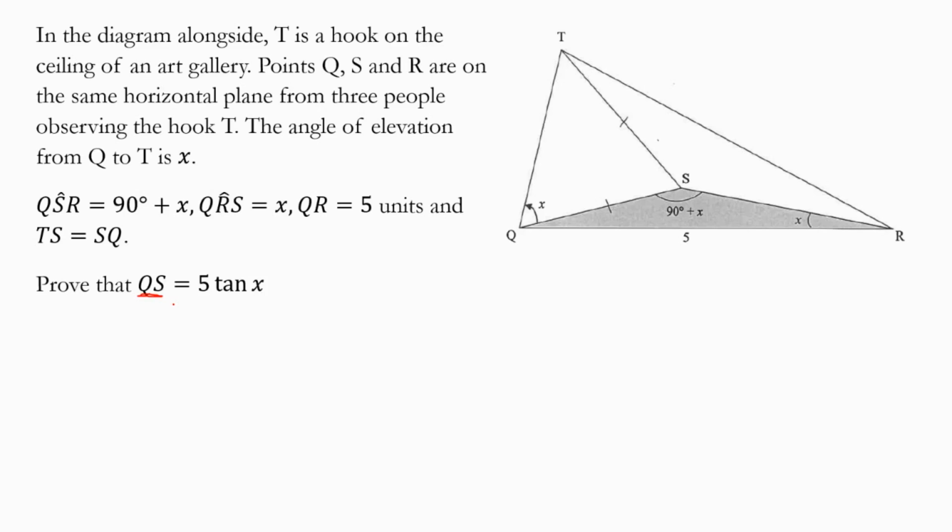Let's try to identify the triangle first. So in triangle SQR, these 3 points, Q, S, and R are points on the ground. Okay, this is a triangle on the ground. We want to find QS. And then we just need to identify an angle and a side, and then an angle and a side. And then amongst those two pairs of angle and side, we must have one unknown.